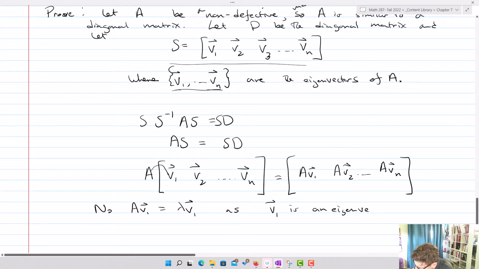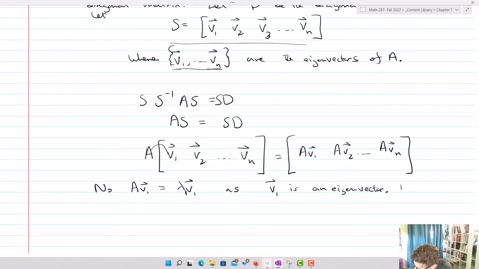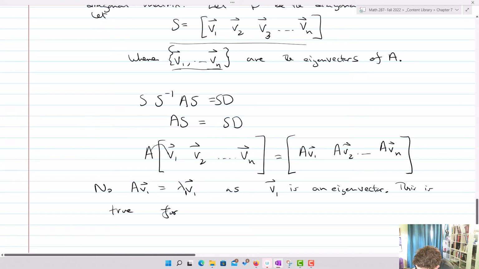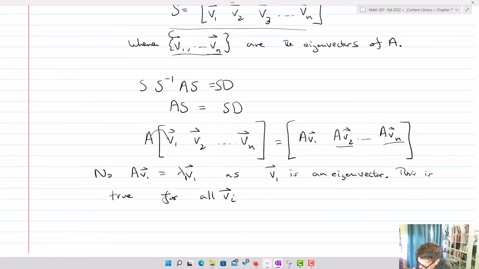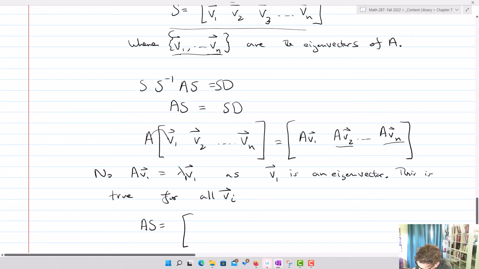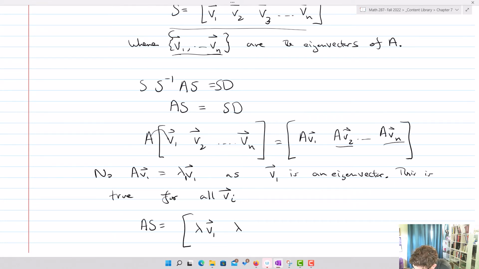And so lambda 1, we'll call that lambda 1, is our associated eigenvalue. This is true for all Vi. For every one of our vectors, that's going to be true. So every time I do it, AV2 equals lambda V2, AVn equals lambda Vn. So this matrix here, AS, is going to then equal lambda 1 V1, lambda 2 V2, because those are what they're equal to, all the way out to lambda n Vn.